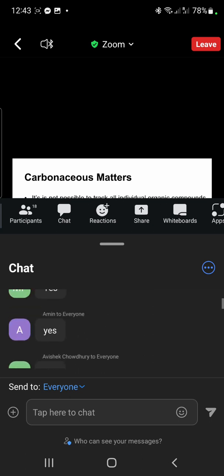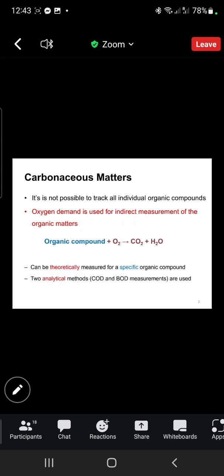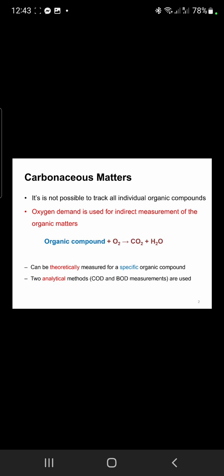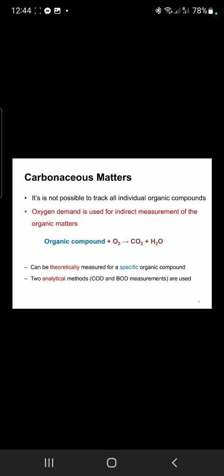Okay, so I'm just going through all the slides again. But you got the idea of what I'm talking about, right? Again, it's impossible to track down all the organic compounds in an environmental matrix. It can be water, soil, solids, anywhere. So that's why we introduce the term oxygen demand, where you let the organic compound go into combustion.